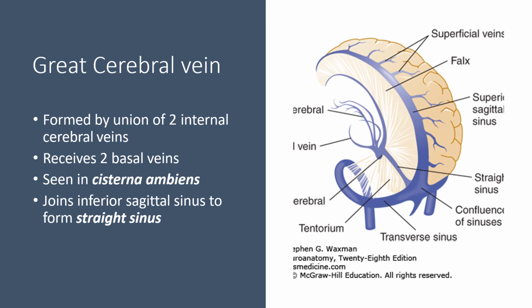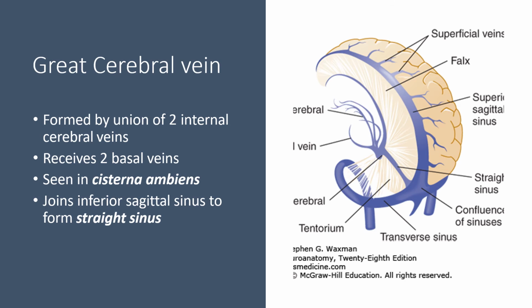is a single vein of about 2 centimeters length. It is formed by the union of the two internal cerebral veins below and behind the splenium of the corpus callosum. The great cerebral vein receives the two basal veins, and after a short backward course, it joins with the inferior sagittal sinus to form the straight sinus.